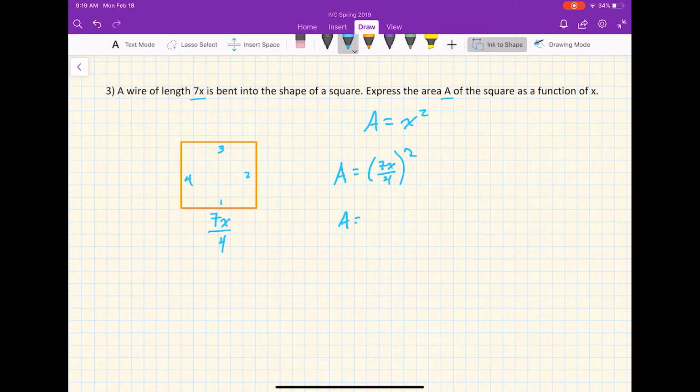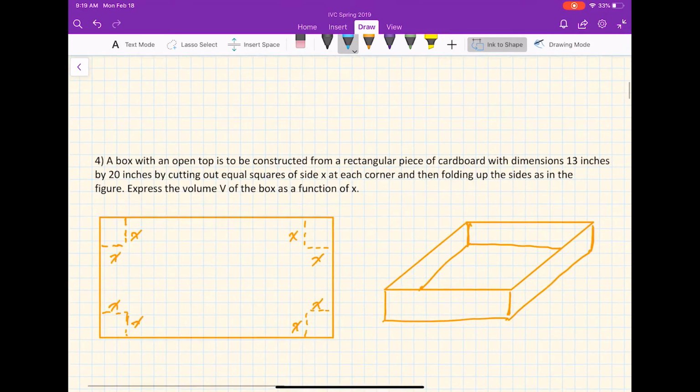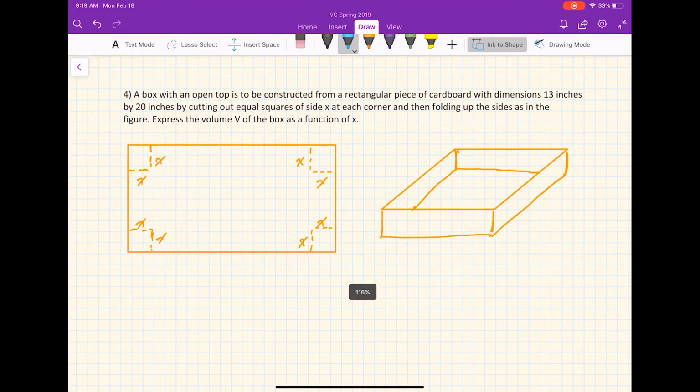And we can actually distribute this out. So we'll just do a is equal to 49 over 16x squared. And there is our fully expressed equation for number 3.